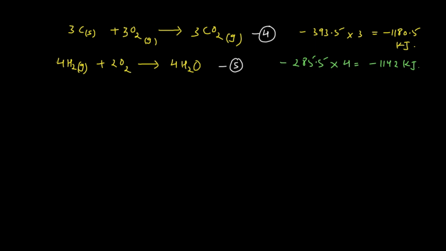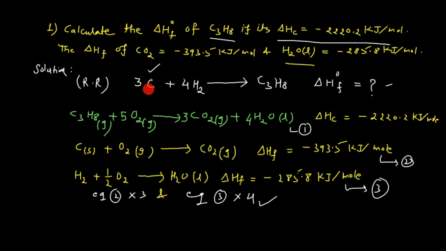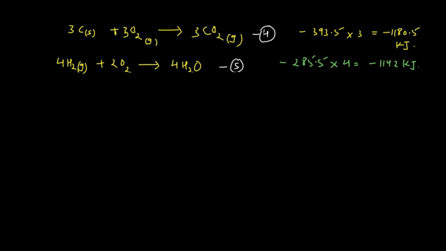Okay, now what you can do, you can add these two equations. Why will I add equations 4 and 5? Because you can see here, in the required equation, I am having 3 carbon and 4 hydrogens, and in my equations 4 and 5, I am having 3 carbon and 4 hydrogen. If I add these two equations, only then I will have the 3 carbon plus 4 of the hydrogen, right? That's why I am adding these two equations.